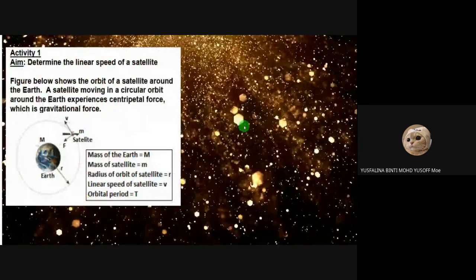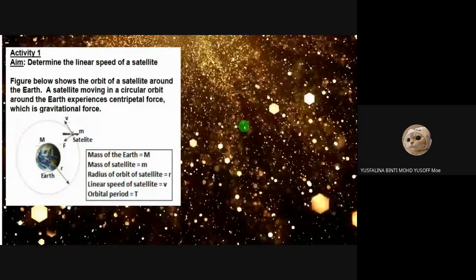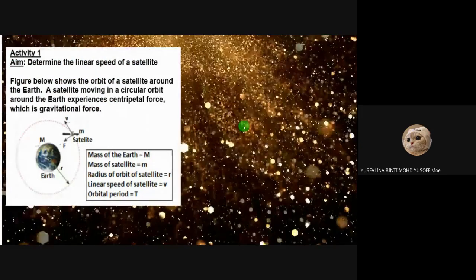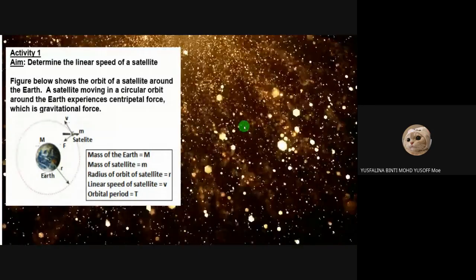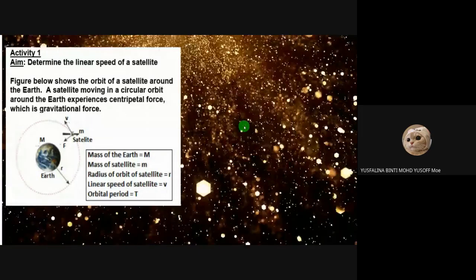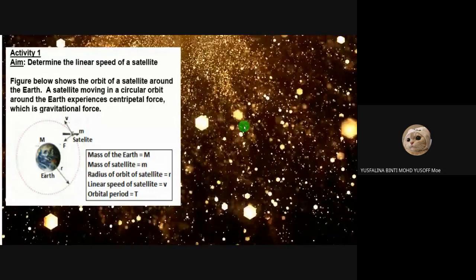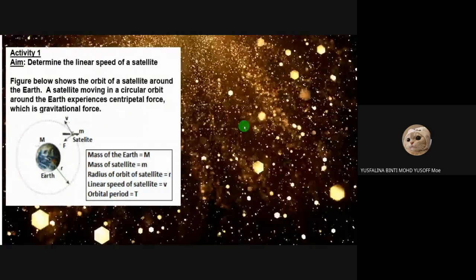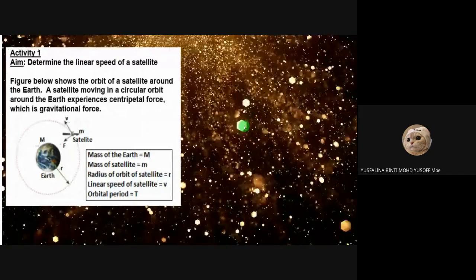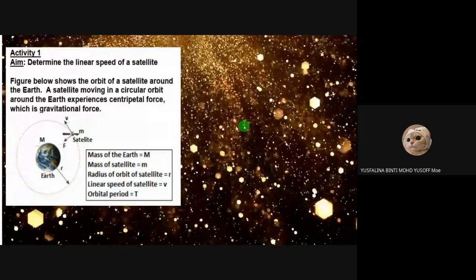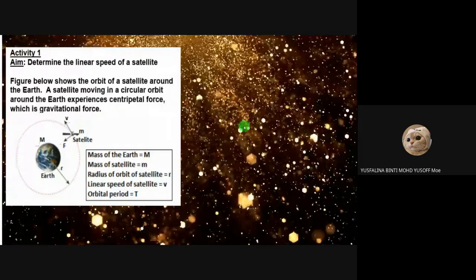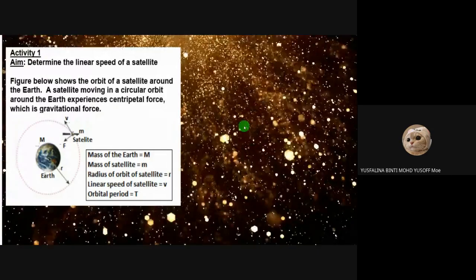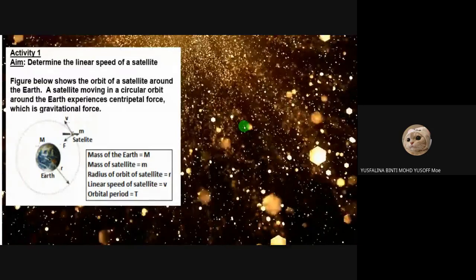So the first activity is how we want to determine the linear speed of a satellite. I'm sure you already know that when we launch a satellite, it will revolve around the Earth, it will rotate around the Earth, and it will move with a certain speed. So we want to calculate the speed.